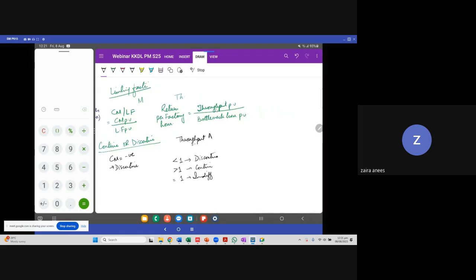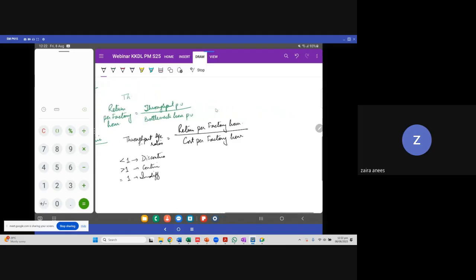Now, what is the throughput accounting ratio? I think this is the most important one, because if someone really wants to check whether you know throughput accounting calculation, he or she should ask for the throughput accounting ratio. This is return per factory hour divided by cost per factory hour, right?